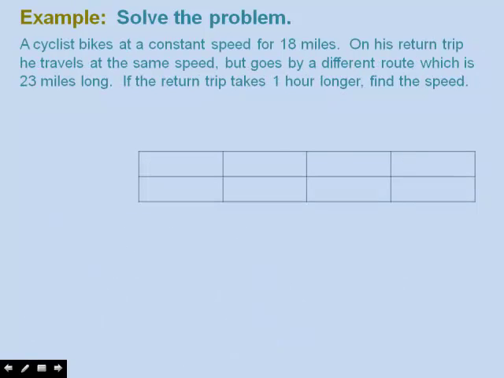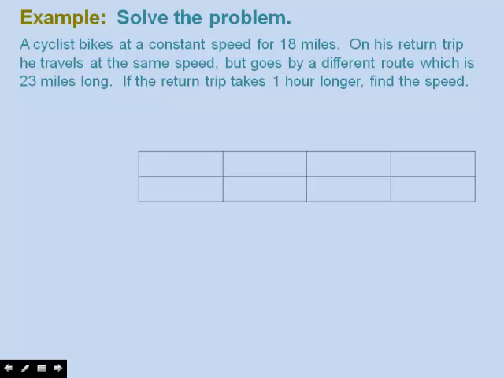Here's another motion problem. In this one we have a cyclist who bikes at a constant speed for 18 miles. On his return trip he travels at the same speed but goes by a different route, which is 23 miles long. If the return trip takes 1 hour longer, find the speed.